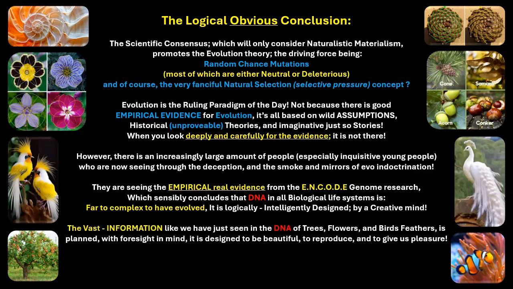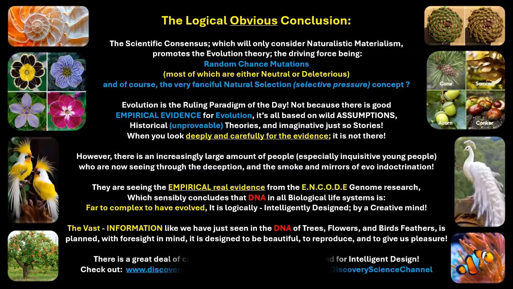The vast information like we've just seen there, the DNA of trees, flowers and birds' feathers, is planned with foresight in mind. It is designed to be beautiful, to reproduce and give us pleasure. There is a great deal of common sense evidence to be found for intelligent design, for creation. Check out discoveryinstitute.org or on YouTube, Discovery Science Channel.